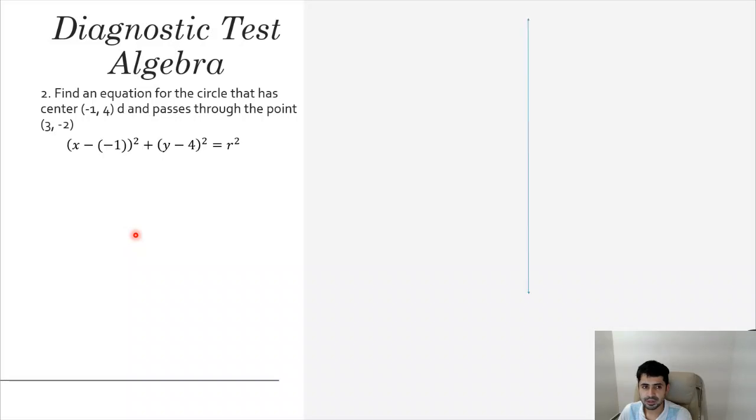Next, second, find the equation for the circle that has center minus 1, 4 and passes through the point 3, minus 2. So first we need to start from the concept of a circle.